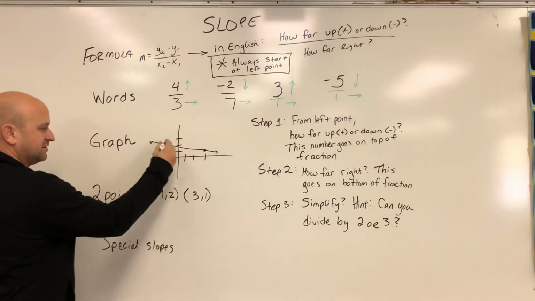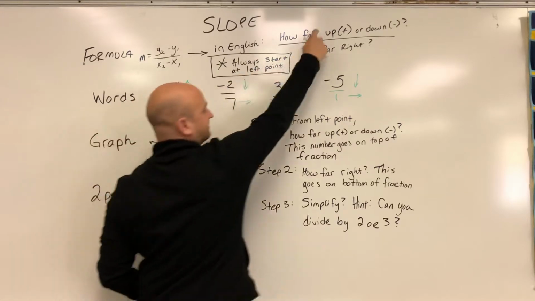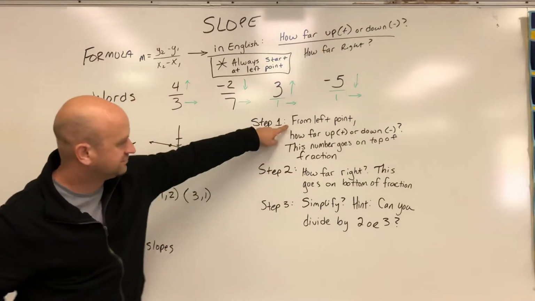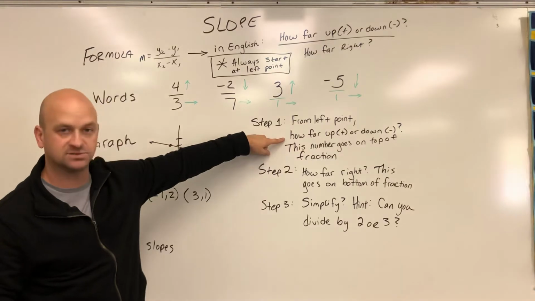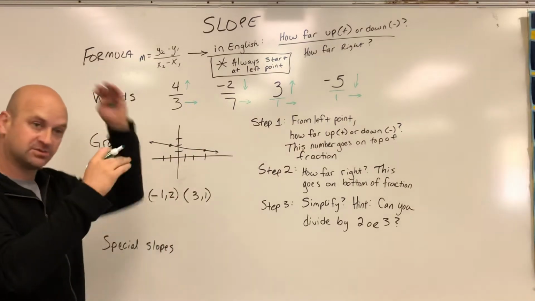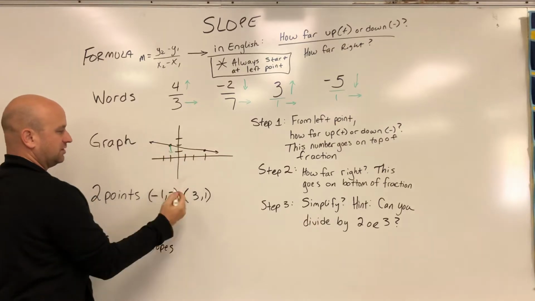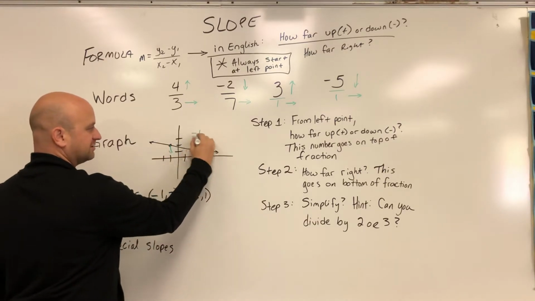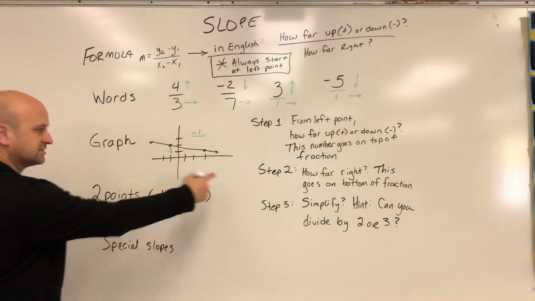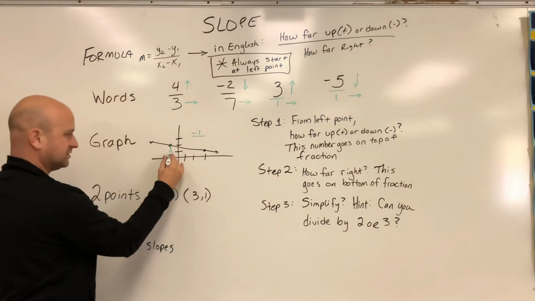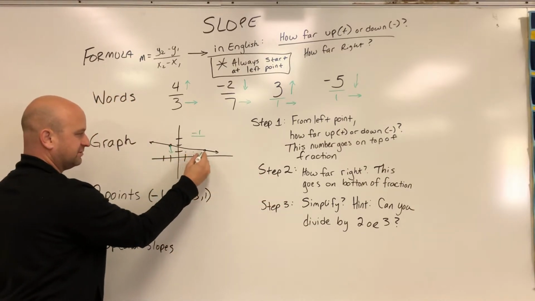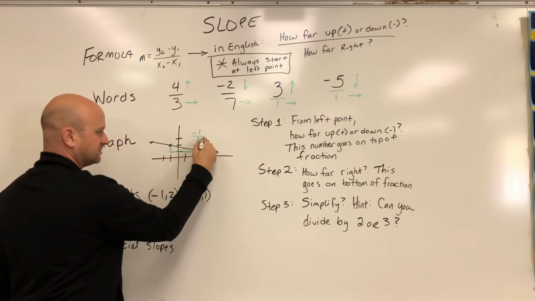So we start at the very left point, and the first question we have to ask is, from the left point, how far up or down do we go? And then that number is going to go on top of the fraction. So in this case, we go down 1. So this slope will have a negative 1 on top. Second question, how far to the right do we go? 1, 2, 3, 4. So we go 4 to the right.